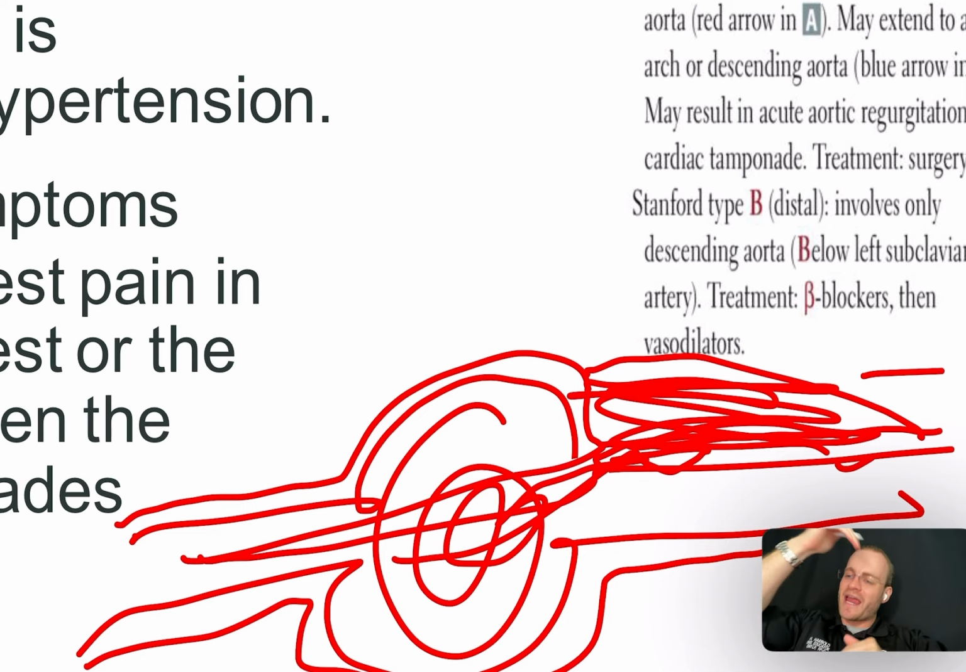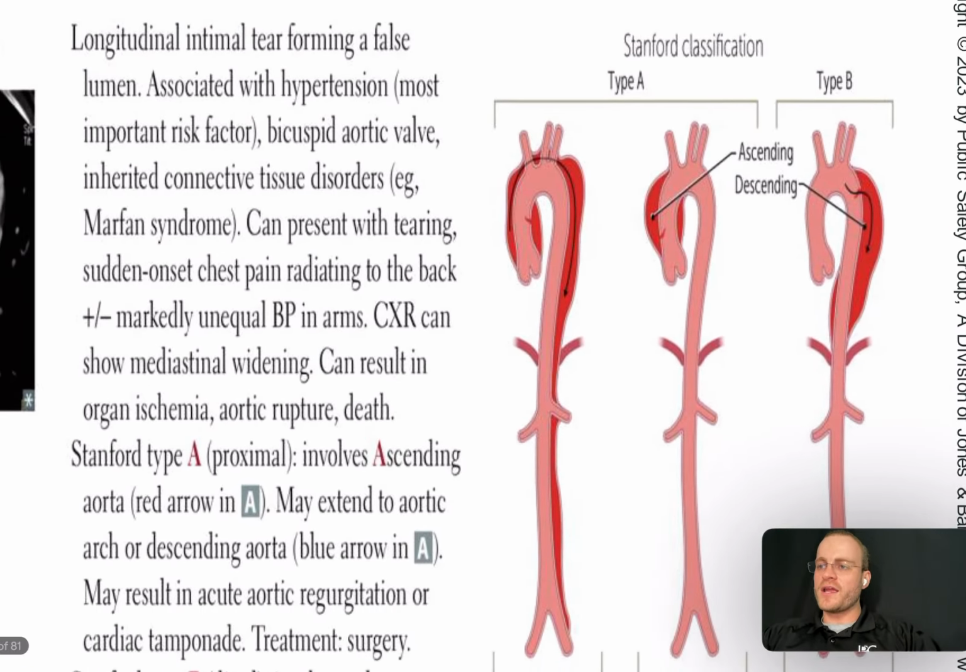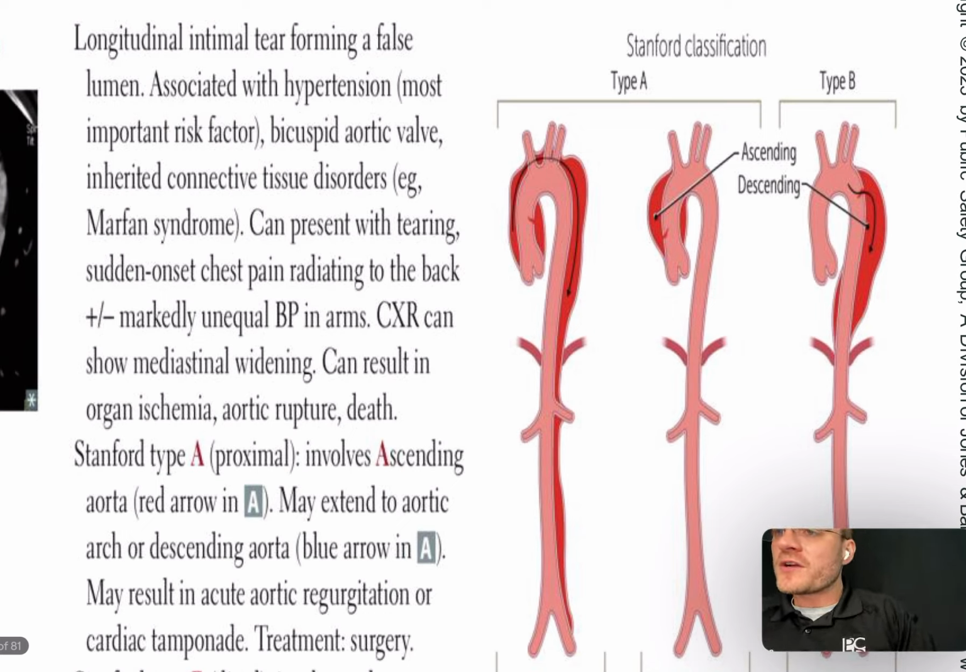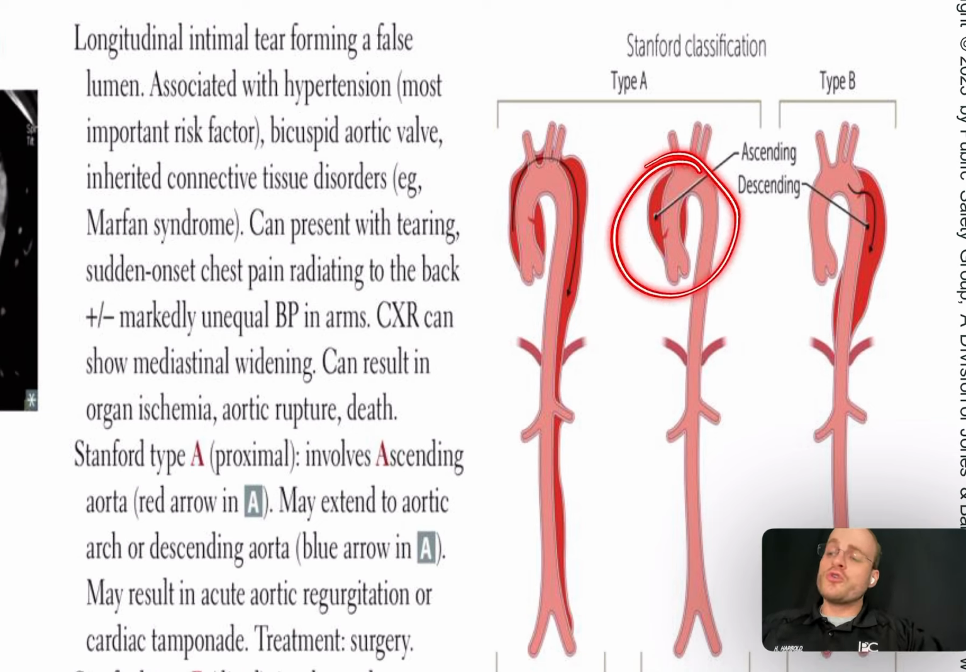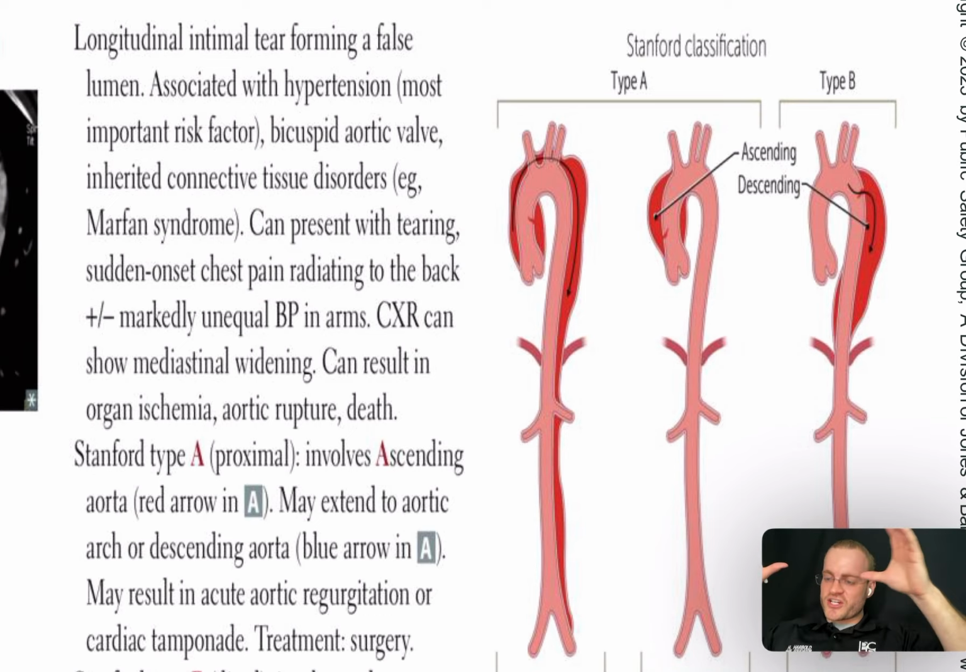So it literally tears it. And that's what it looks like on here, right? You can imagine, they show it to you here, a little tear here. And now you end up with blood leaking on this layer between the middle layer and the external layer. Let me think about that. Yeah, no, it's between the inner layer and the middle layer, actually. And so you end up with this dissection.